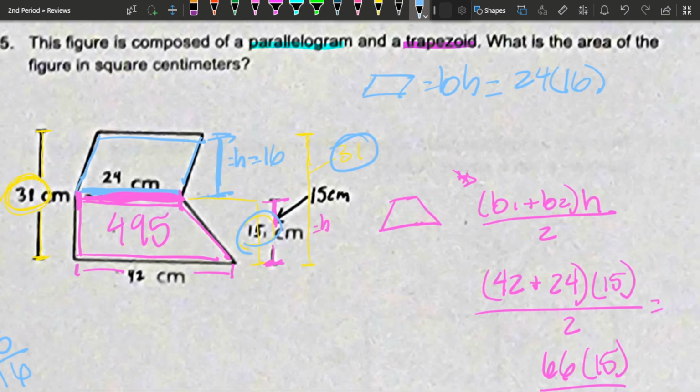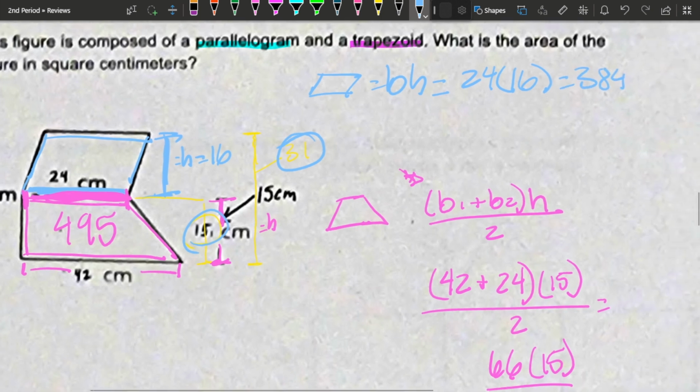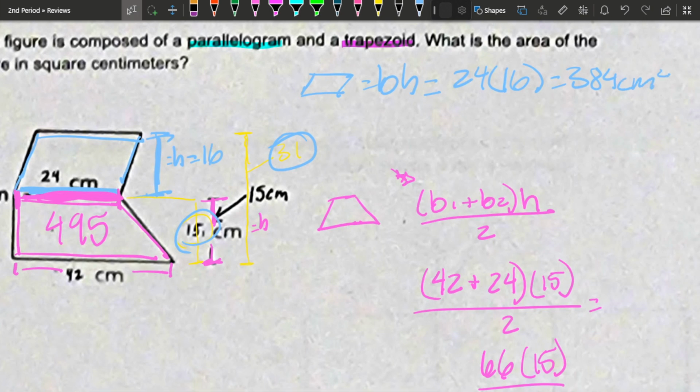So now all we gotta do for the parallelogram is multiply 24 times 16. And when we do that, we get 384 centimeters squared. So this right here is 384.